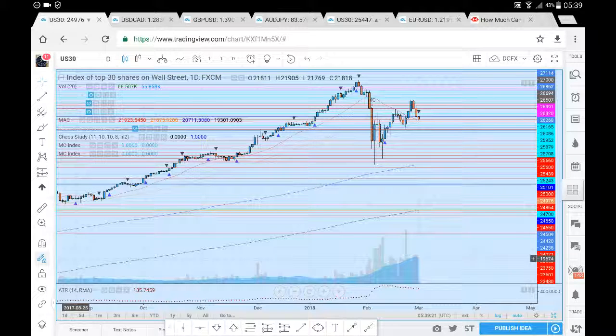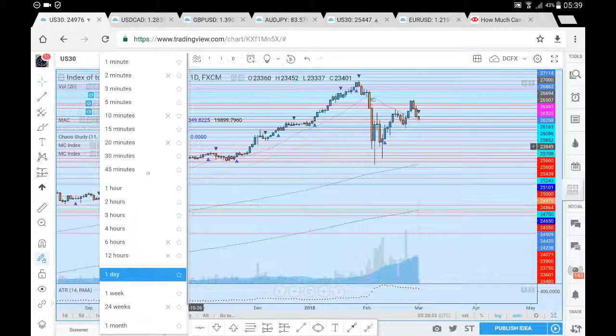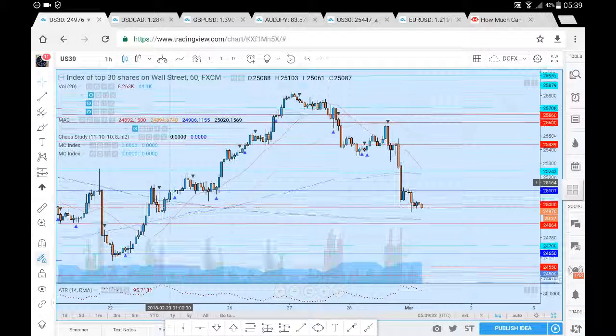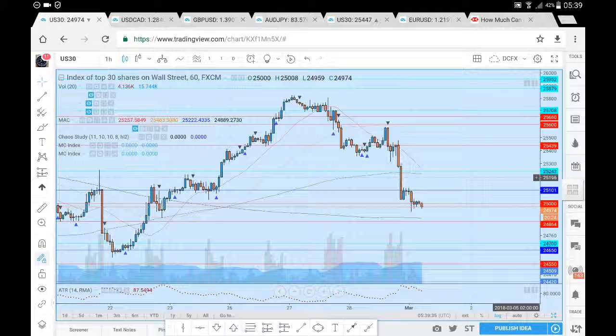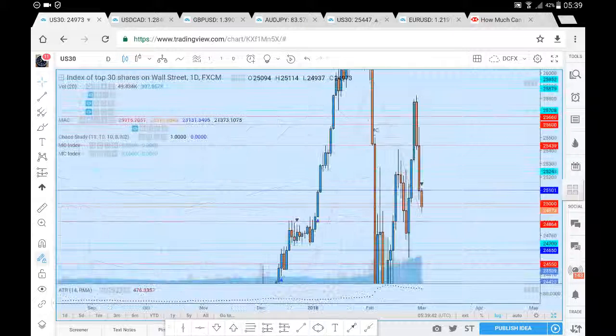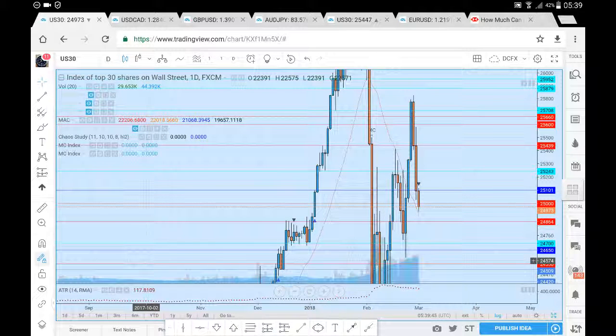So if we were to have a look at our charts, we were saying that those lows, we were saying 24,650, wasn't it? So we've got 24,650. We'll see how prices react in around those levels here on the daily chart, if we do see a pretty strong retracement down towards that 24,650.